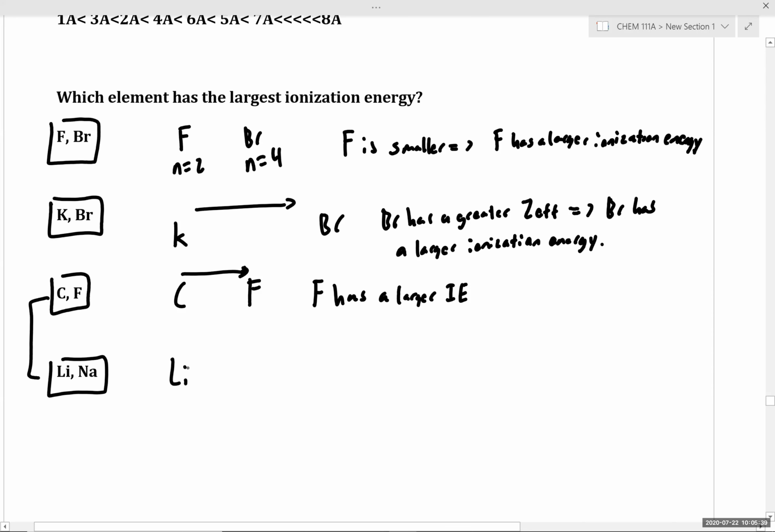Comparing lithium and sodium, lithium is N equals 2, sodium is N equals 3. So now, as a result, lithium is smaller, has a smaller outermost orbital. As a result, those outermost electrons experience a greater attractive interaction with the nucleus. And as a result, lithium has a larger ionization energy. Does this make sense to everyone so far?